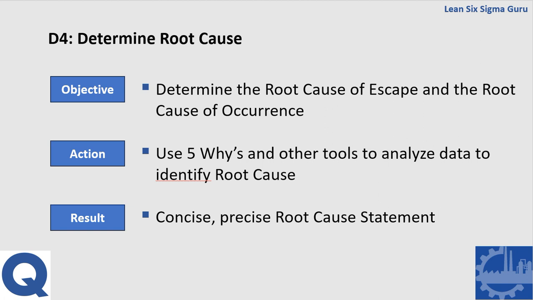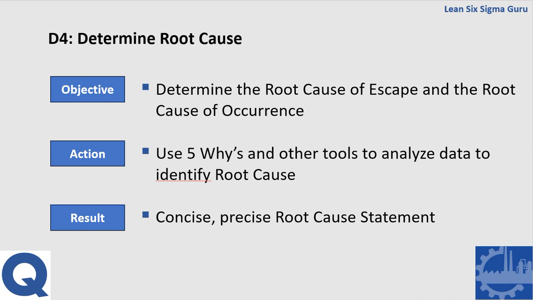D4, determine root cause. This is a big step. There are many, many methods and analytical styles and different things that one can use to do different aspects of determining root cause. In this, we'll keep it simple. The objective here is to determine two things: the root cause of escape and the root cause of occurrence. Of these two, both are important, but root cause of occurrence is much more important than root cause of escape.